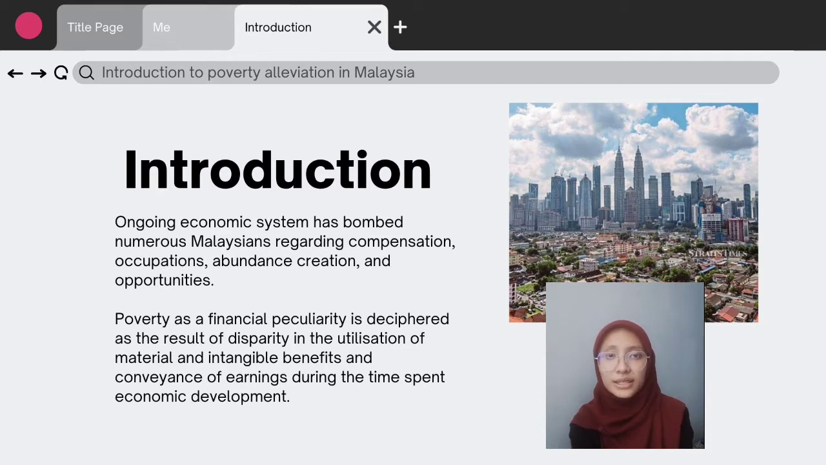The ongoing economic system has boomed for numerous Malaysians regarding compensation, occupations, creation, and opportunities. However, this disappointment has appeared through rising inequality and the augmenting gap between those who are well off and the poor, particularly among the Bumiputera demographic in provincial regions. At a similar phase of current modern development, poverty as a financial precarity is perceived as the result of disparity in the utilization of material and intangible benefits and the conveyance of earnings during the time spent on economic development.